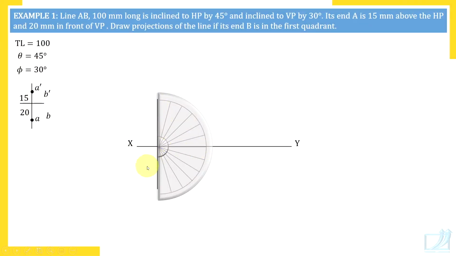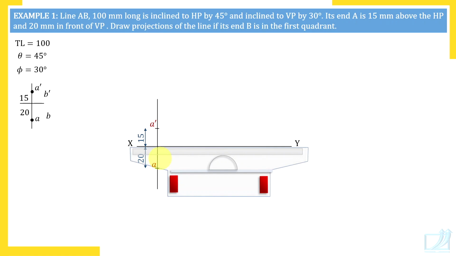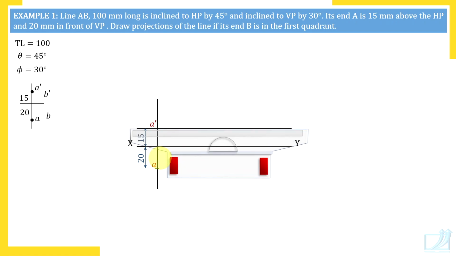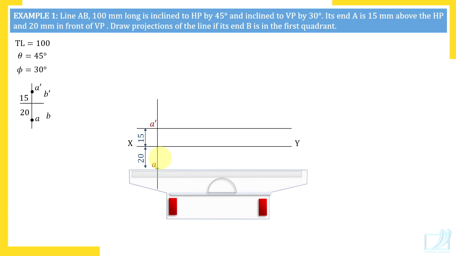Projector must be exactly perpendicular to XY line. So here is the projector of point A, 15 mm above HP, A dash, and 20 mm in front of VP, that is A. Now as I told you, there must be horizontal lines and vertical lines through all labeled points. So here also we'll draw horizontal lines. But when you draw a horizontal line through a labeled point, you will always know which is the other point on that line. So horizontal line through A dash and horizontal line through A.